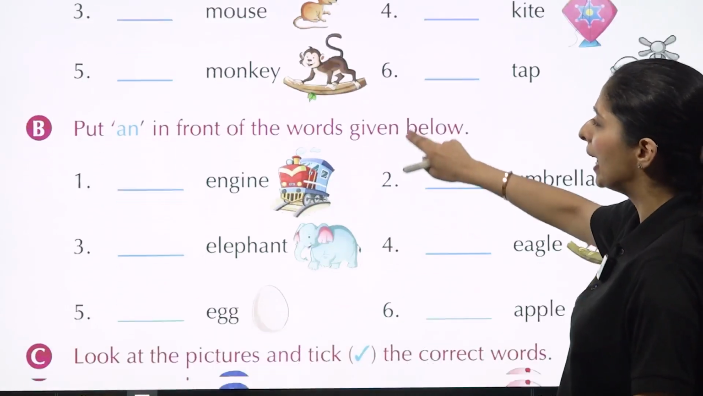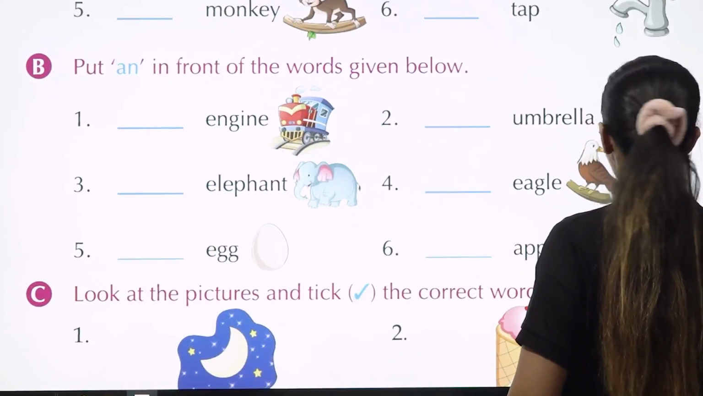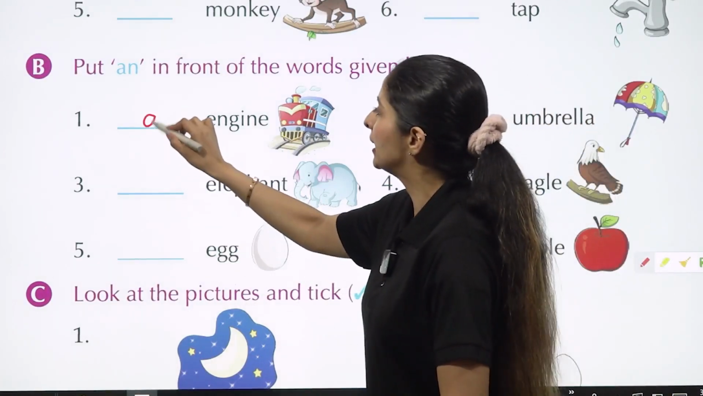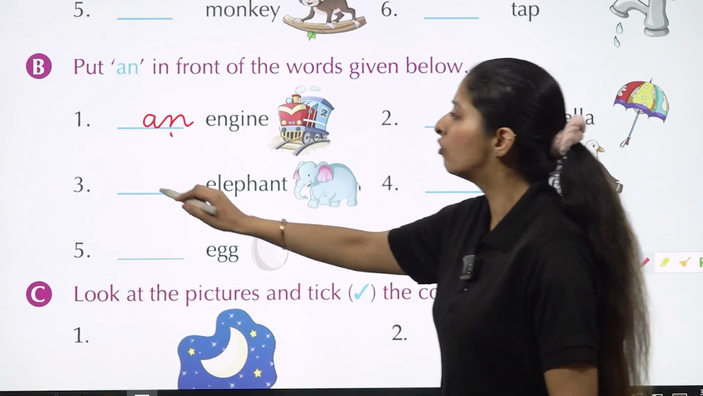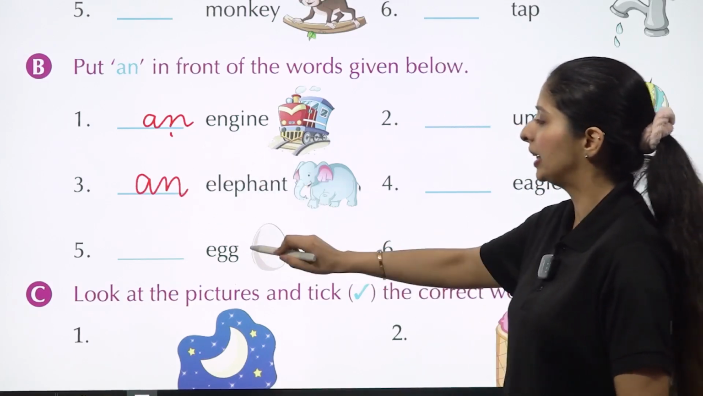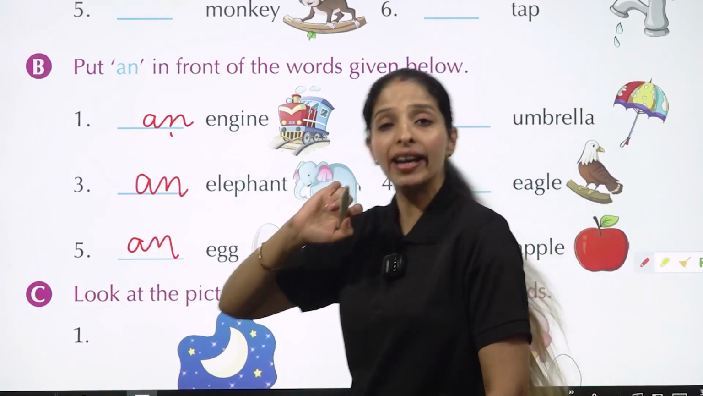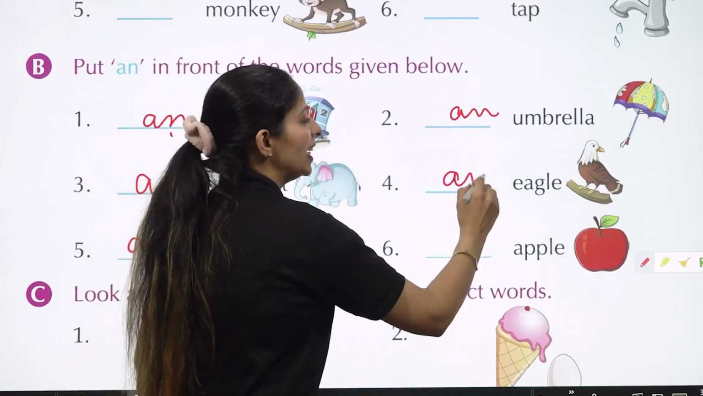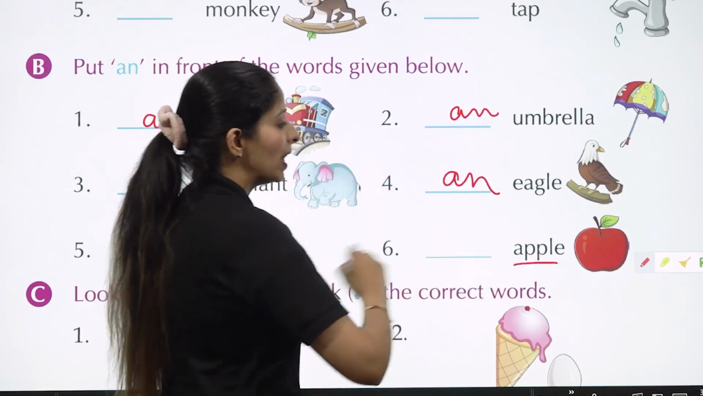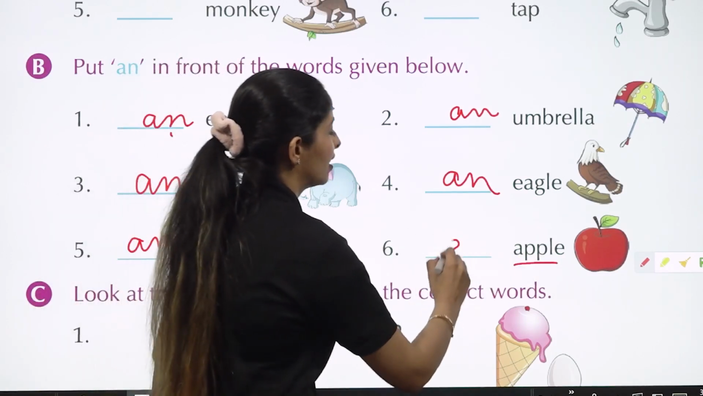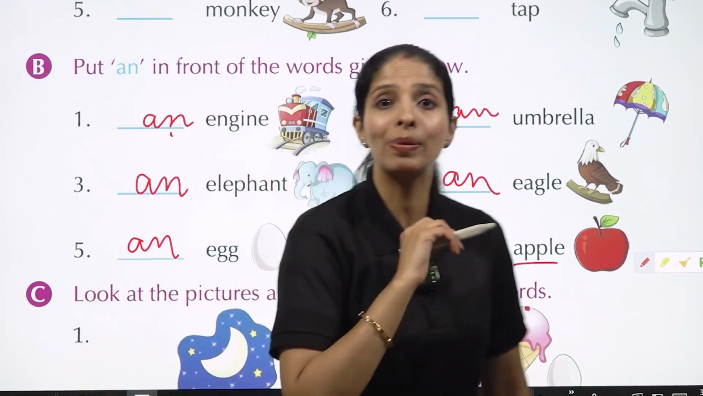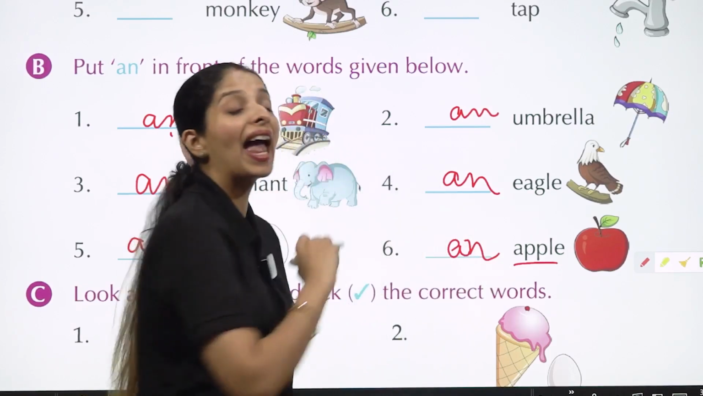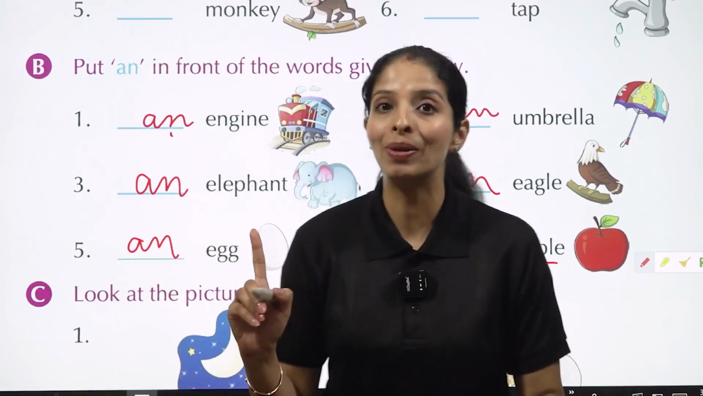Next, put AN in front of the words given below. E is a vowel, an engine. E is a vowel, an elephant. E is a vowel, an egg. An umbrella, an eagle. Now, what will be here? This is a apple or an apple? A is a vowel. So, an apple, not a apple.